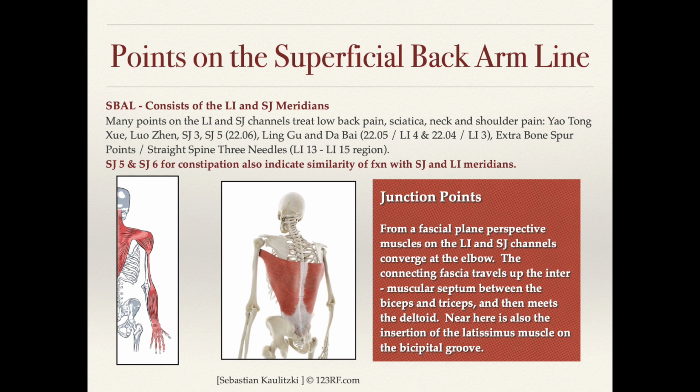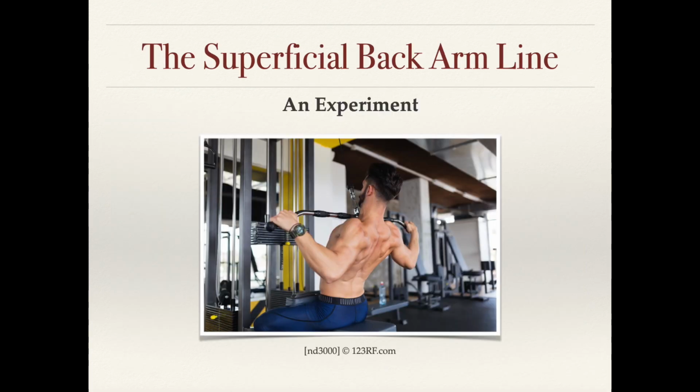biceps and the triceps. Related to this, and part of the reason that these points on this fascial plane are so effective for lower back pain, is because the latissimus dorsi actually attaches onto the humerus. And we can feel this in a very direct way. So let's take a look at the next slide. We're going to do a little experiment here.